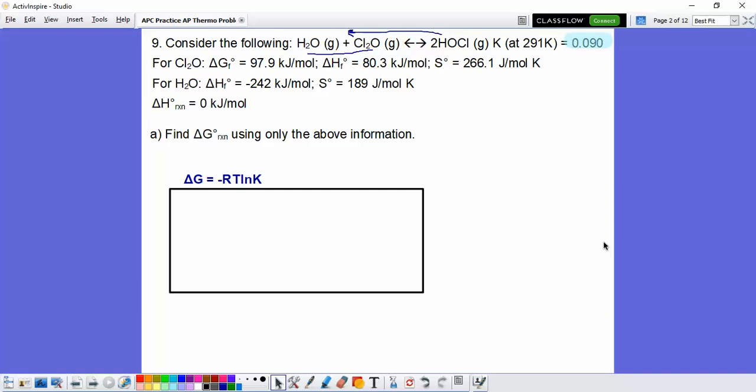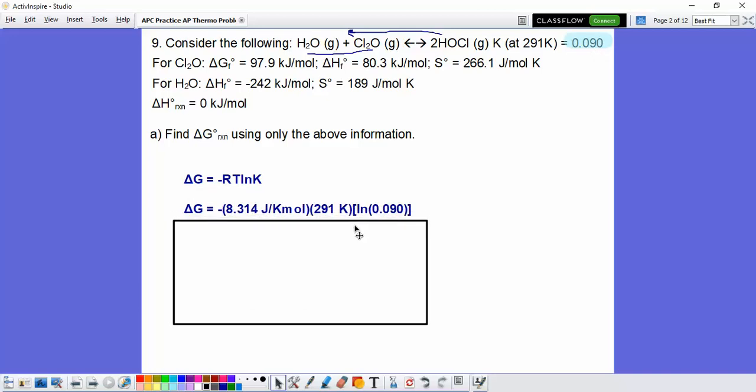So remember, the R we're going to be using is 8.314, and that is in joules per Kelvin mole. Notice that in part A, it didn't ask us for delta G in any specific unit. So you don't have to give it in kilojoules per mole unless it specifically asks for it in kilojoules per mole. So we're just going to plug everything in. The R is going to be 8.314, the temperature is 291 Kelvin, and K is 0.090.